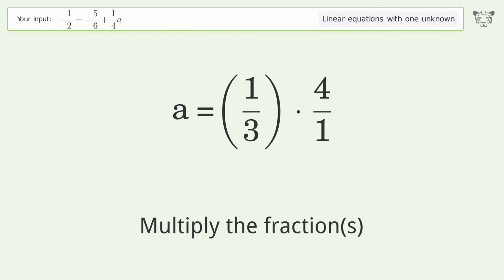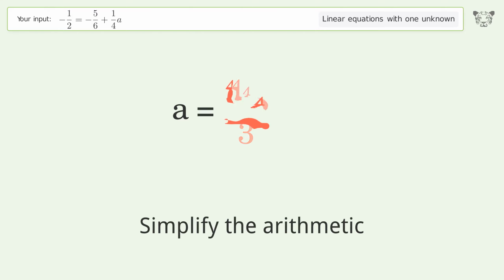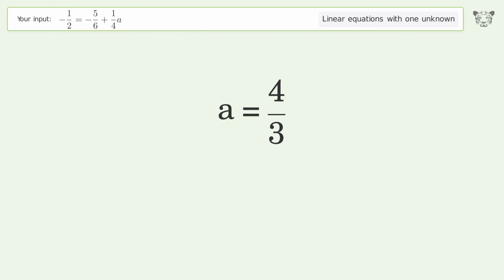Multiply the fractions. Simplify the arithmetic. And so the final result is a equals 4/3.